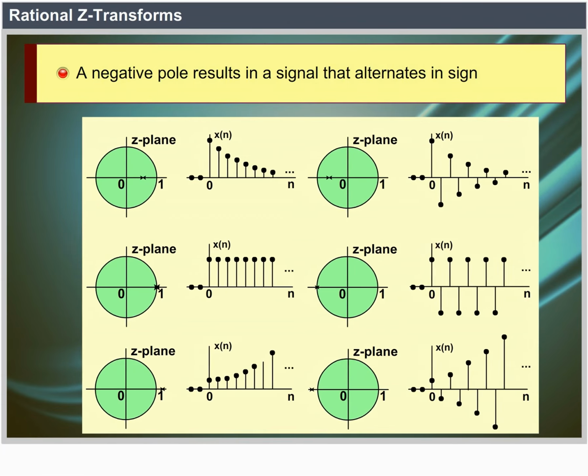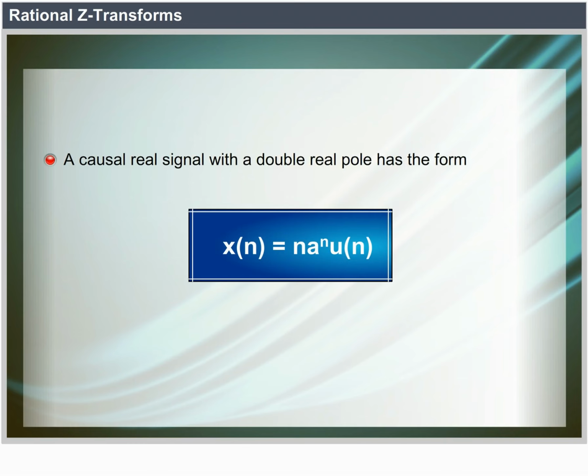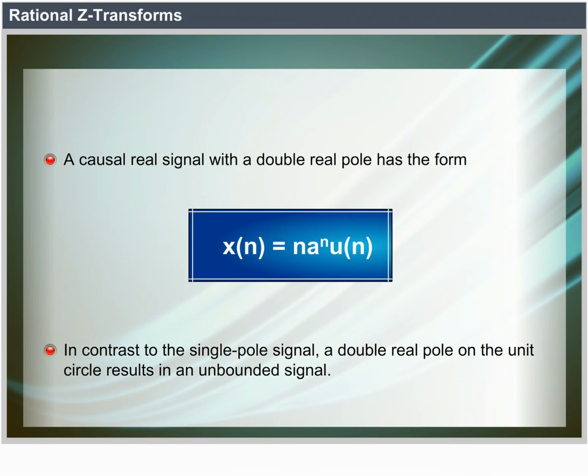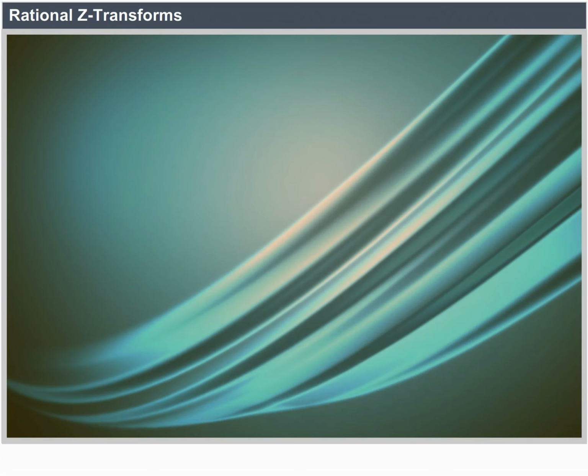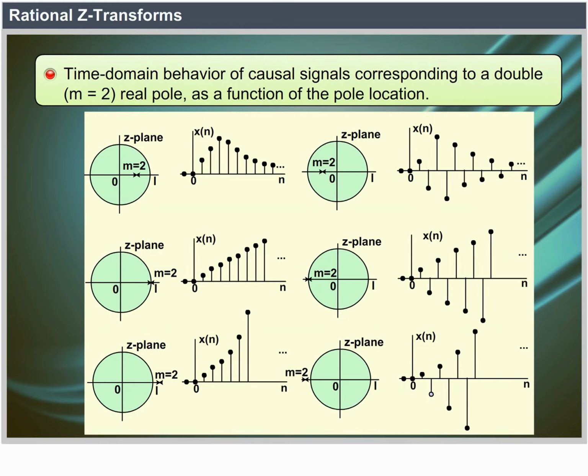A causal real signal with a double real pole has the form x of n equal to n into a power n into u of n. In contrast to the single pole signal, a double real pole on the unit circle results in an unbounded signal. Time domain behavior of causal signals corresponding to a double, m equal to 2, real pole as a function of the pole location.